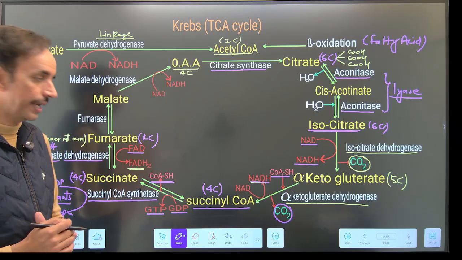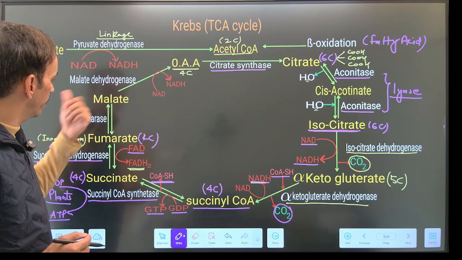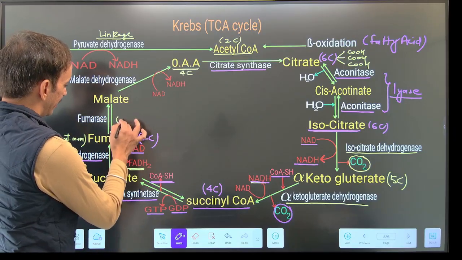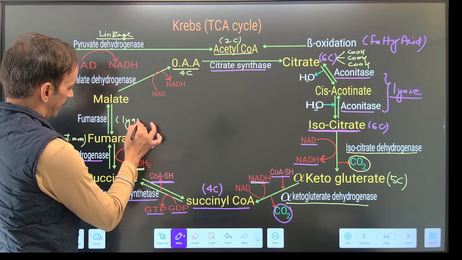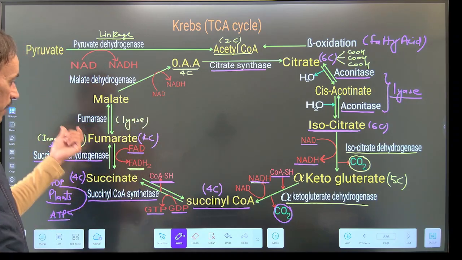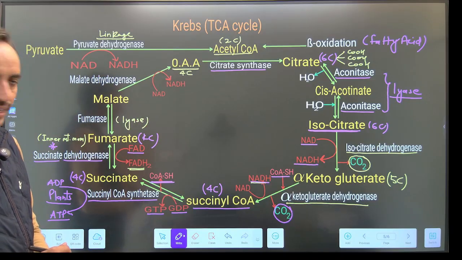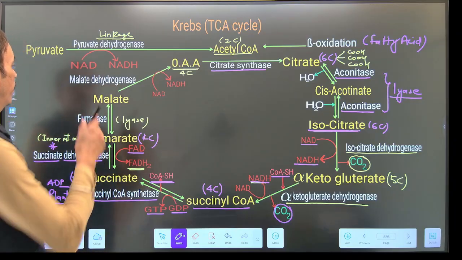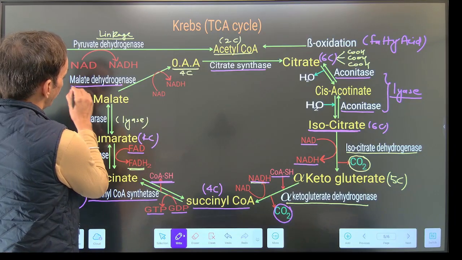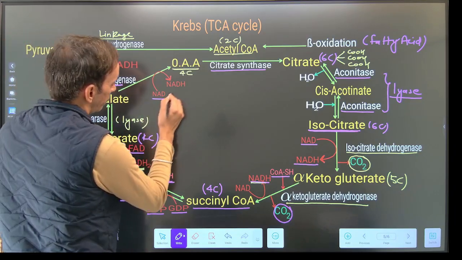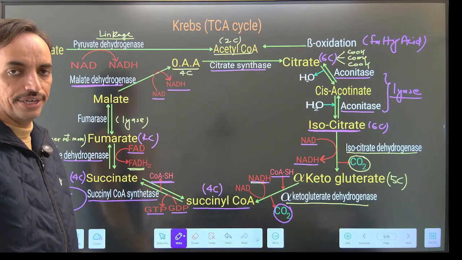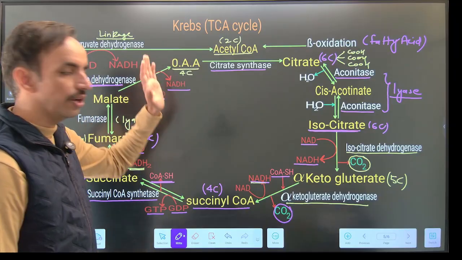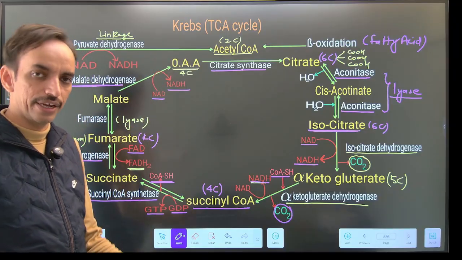Now this fumaric acid will further convert into malate due to the activity of another lyase that is called fumarase. So fumarase converts fumarate into malic acid या malate, and on this malate there is activity of another dehydrogenase. Now this time the dehydrogenase is NAD specific, which converts NAD into NADH2. And there is a conversion of this malate into oxaloacetic acid again.